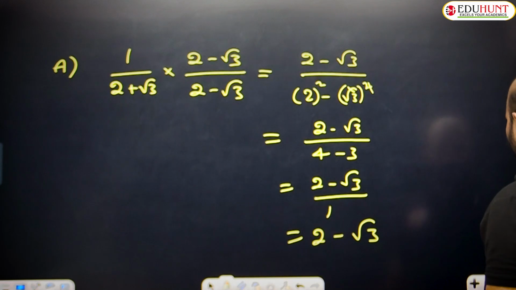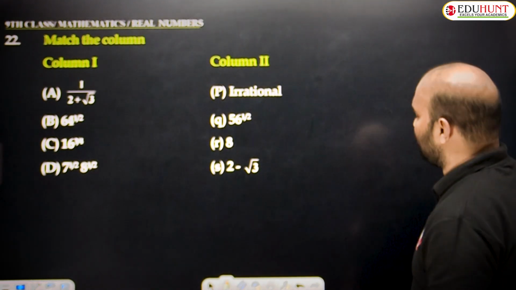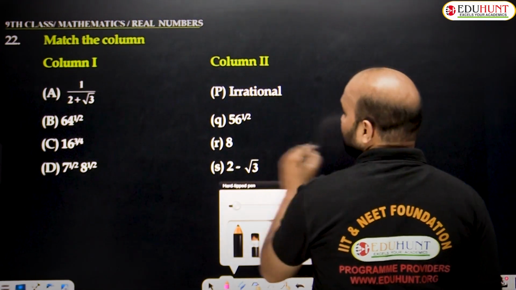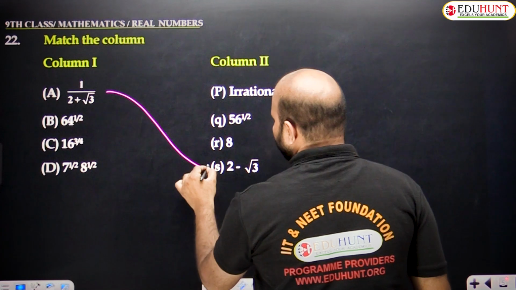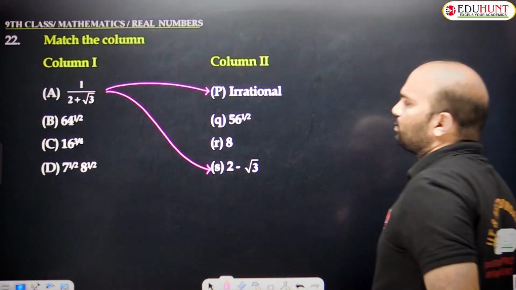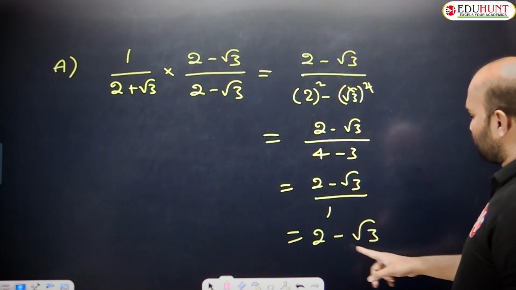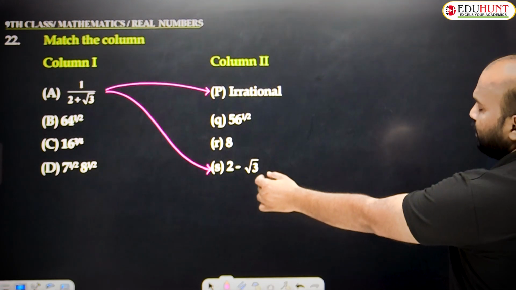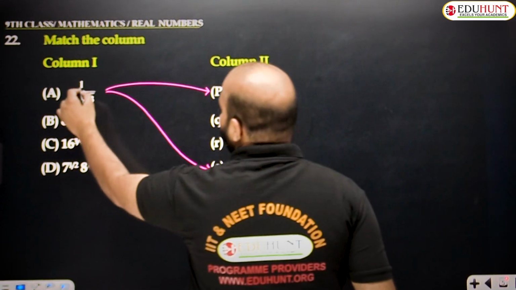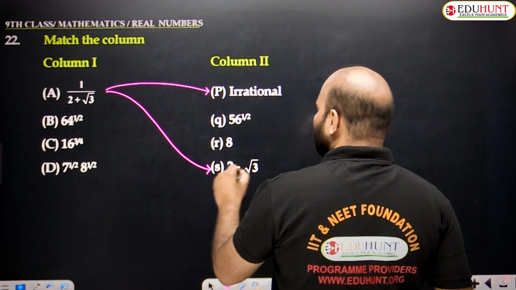So 2 minus root 3 is also an irrational number. So which one satisfies the condition? The value of 1 by 2 plus root 3 is 2 minus root 3, and it also satisfies the irrational property. So two conditions are satisfied. So 1 by 2 plus root 3 can be written as 2 minus root 3, and 2 minus root 3 is an irrational number. So which condition does it follow? The irrational property.